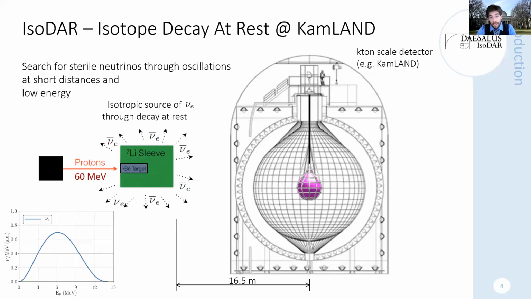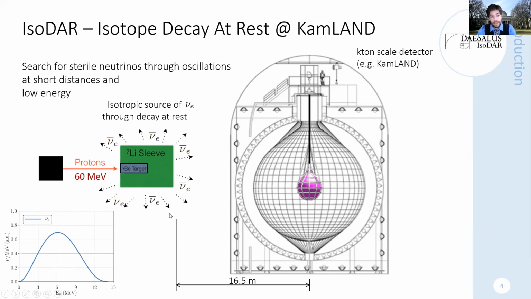And so what we need is a definitive experiment that shows, through shape analysis, something that is independent of some of the systematics that are plaguing other experiments, whether or not there are sterile neutrinos. And one of these experiments that has been proposed several years ago is ISODAR, the isotope decay at rest experiment. And we envision this to happen at KamLAND, which is a kiloton scale liquid scintillator detector that is in the Kamioka mine in Japan. So this would be a search for sterile neutrinos through oscillations at short distances.